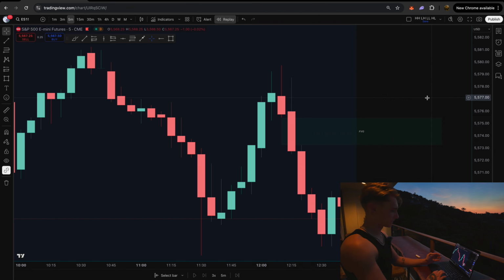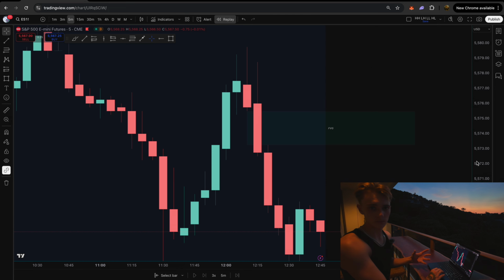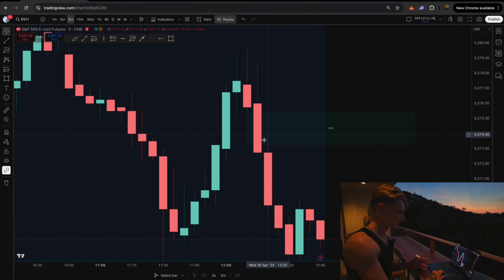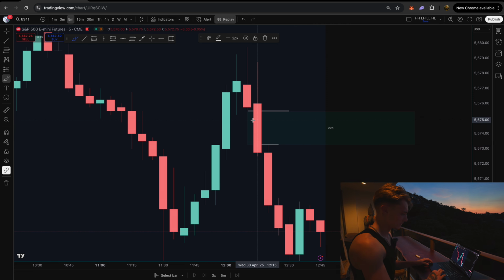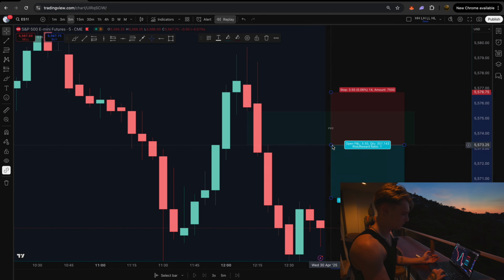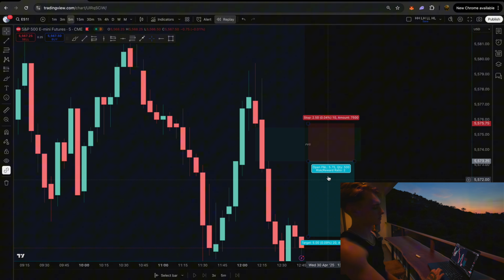Type in FVG. Now we've got our fair value gap marked up. It's as simple as that. That's it. A fair value gap is a 3 candlestick pattern. The first wick and the third wick do not meet. The gap is this area here. You can take your positions off of here after you see price rejecting, stop loss above the fair value gap, 1 to 2, and you can take your position off of here.